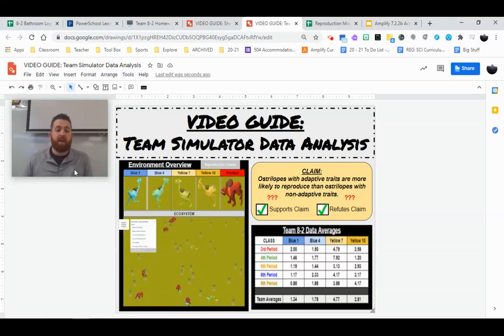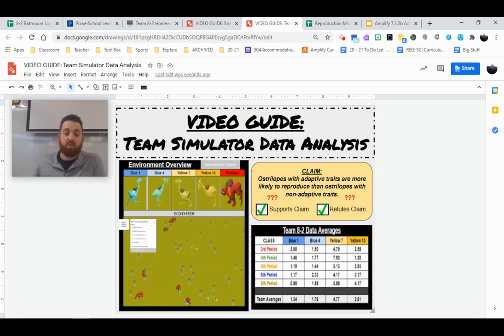Hey everybody, Mr. Regan here, and today we're going to be looking at how we're analyzing our Team 8-2 data from our simulator to figure out whether or not this claim here is supported by the evidence that we have, or refuted by the evidence that we have. And in order to do that, we have to look for patterns as to not only what evidence we collected, but what patterns do we see and why the data looks the way it does.